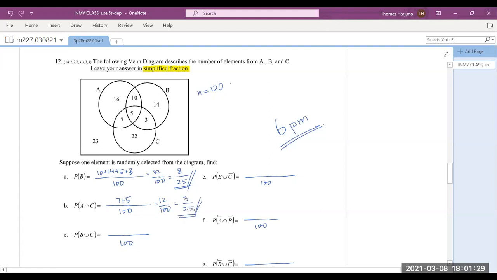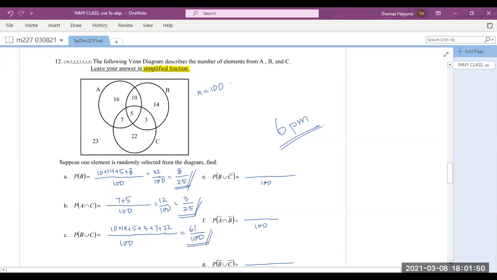How about B union C? 10 plus 14 plus 5 plus 3 plus 7 plus 22 is 61, equals to 61 over 100. But this is the simplest one already.